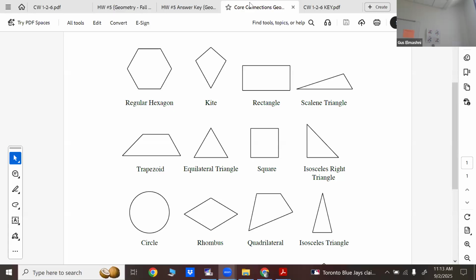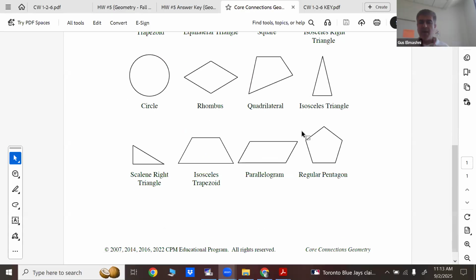Actually, there are still more. I didn't realize it. Regular pentagon, yes. Scalene right triangle, no. Isosceles triangle, no. The parallelogram, actually, if I rotate 180, I will get back to the same place.